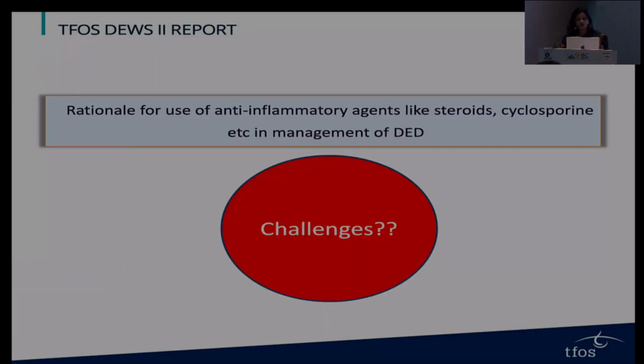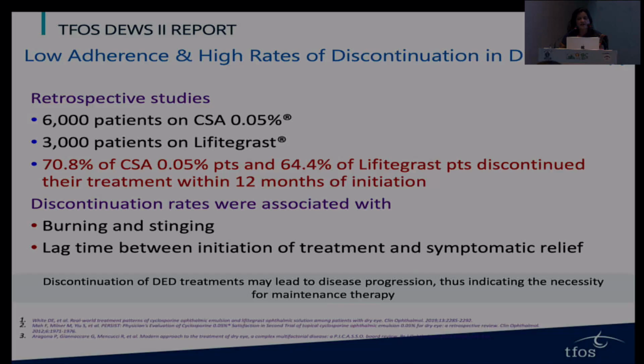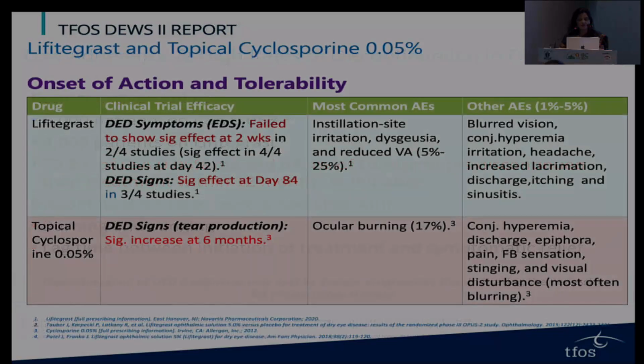Now there are challenges with the anti-inflammatory agents currently available, like steroids and cyclosporine, and these challenges are as follows. Most of the patients, if you give immunomodulators and they are stinging because of that, will discontinue the drug therapy. 70% of the patients using cyclosporine A 0.05%, and 64% of the patients on lifitegrast, discontinued the treatment within 12 months of initiation. The discontinuation rates were associated with burning and stinging and the lag time between initiation of the treatment and symptomatic relief.